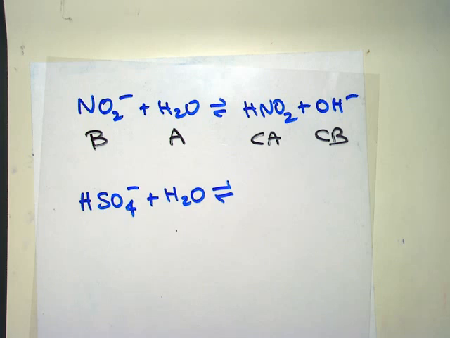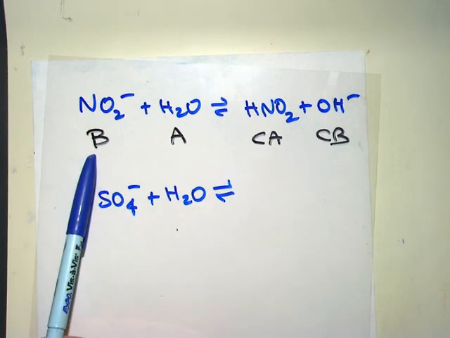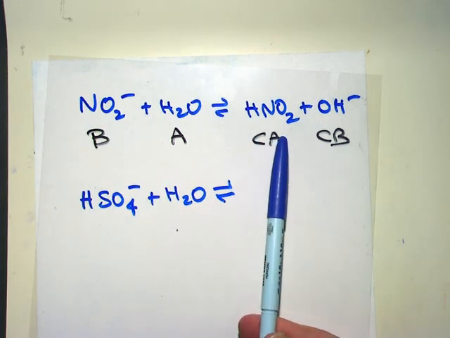Let's do the next one. I'll write the products here. You can look up when you think you've got it. And then I'll label everything.